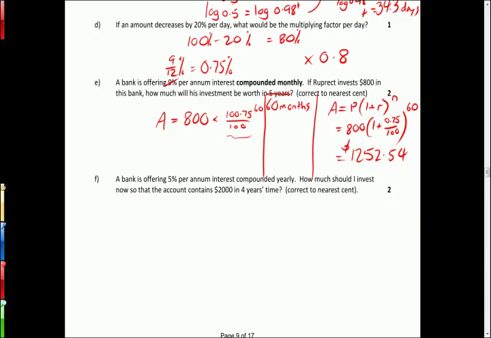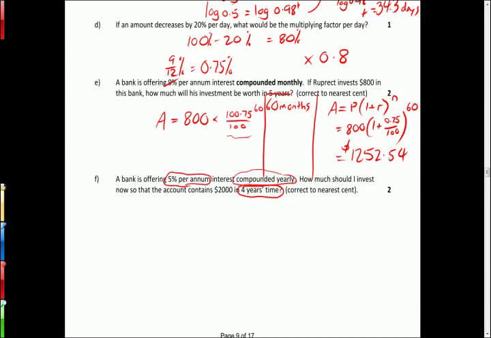Okay, so compounded yearly per annum, that's good. I don't need to change that. 4 years time, I don't need to change that. Okay, there's no unit changing going on. It's all in years. But how much should I invest? It's actually the principal we're not being told.